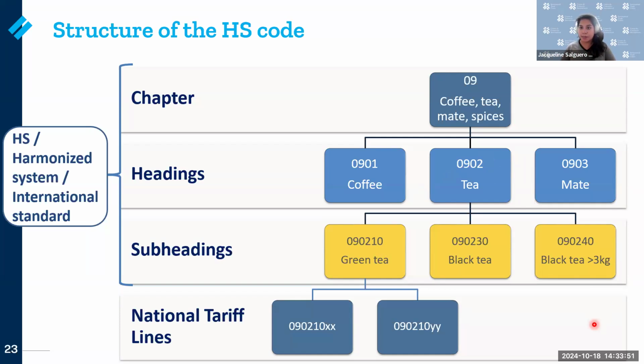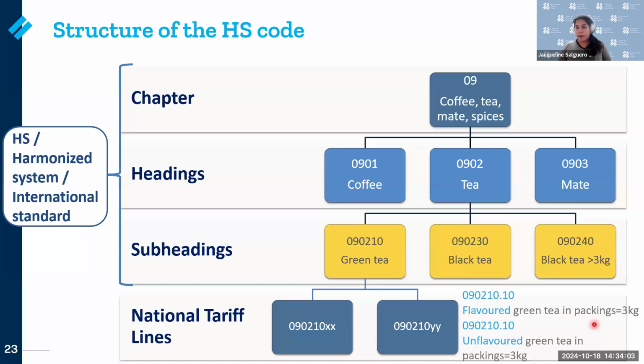But then there is something called the national tariff line. In addition to having these most disaggregated levels, there are countries that have decided to add more digits. For example, if we talk about green tea, in the case of China, they have added a 10 at the end, as you can see here, so 090210 refers to green tea in packages of more than 3 kilos, and then the 90 should be here to refer to packages of green tea of less than 3 kilos. So you can further disaggregate at the national tariff line level, but we cannot then compare with other countries.